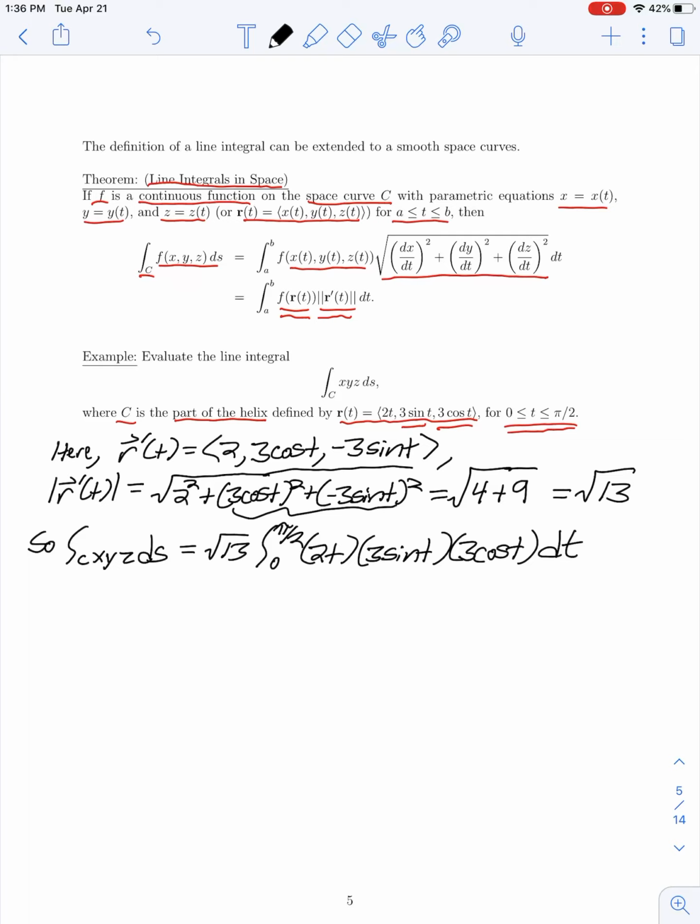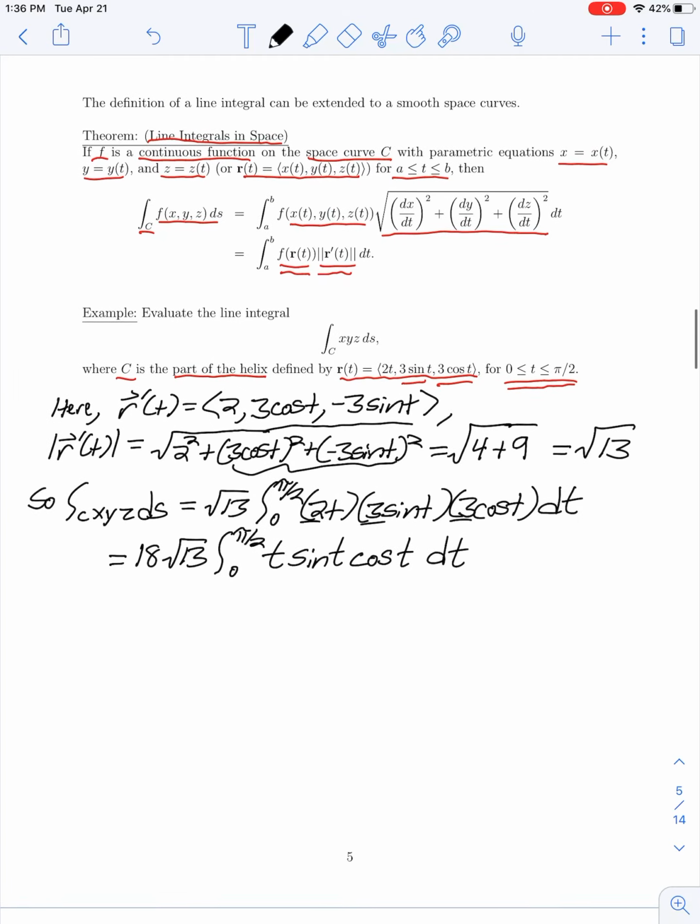So let's see what we're left with. If we group our constants together, we have a 2 times 3 times 3, which gives us 18. So if I pull my 18 out in front of the integral with the root 13, we have 18 root 13 times the integral from 0 to pi over 2 of t times sine of t times cosine of t dt. Now, in order to find an antiderivative for this function, we'll need to use integration by parts.